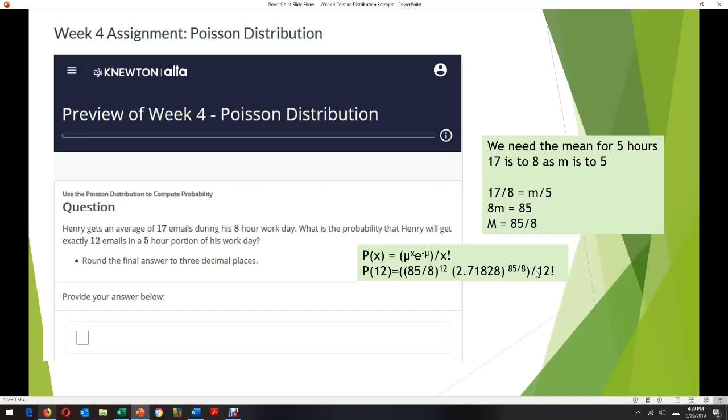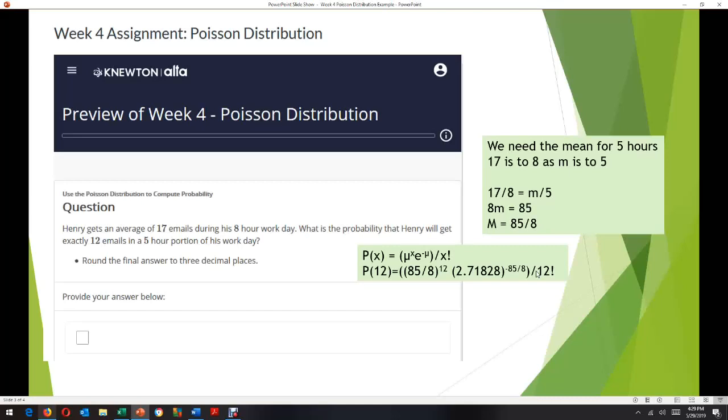17 is to 8 as m, which is the new mu we're looking for, is to 5. So 17/8 equals m over 5. And think back to your work with proportions, which is what this is. 17 over 8 equals m over 5. We're going to multiply the means and set them equal to the extremes. So 17 and 5 are the outer elements. 17 times 5 is 85. The inner elements are 8 and m. 8m equals 85, and therefore m equals 85 over 8. So that's our new mean.